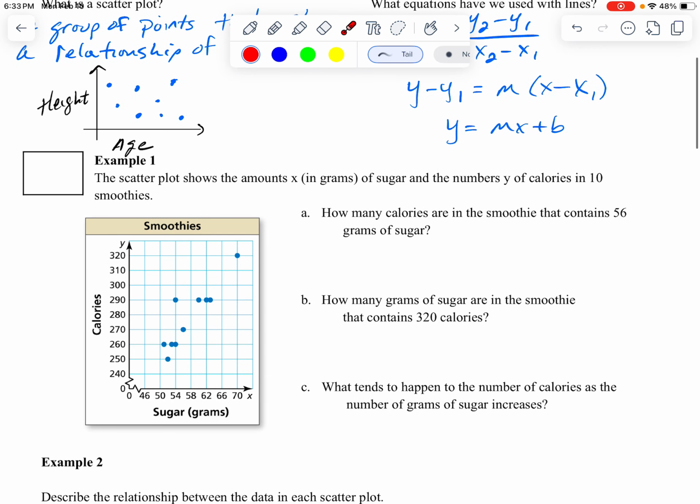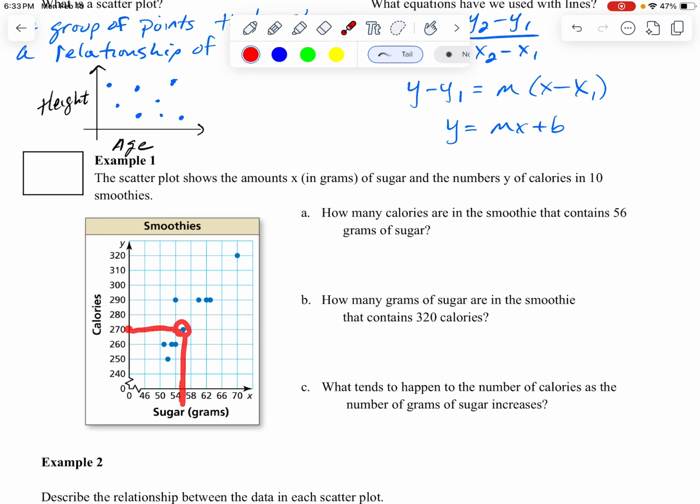So let's look at example 1. This is looking at a scatter plot. We're talking about the amount of sugar and number of calories in different smoothies. Each one of these points represents a smoothie that has some number of calories and some amount of sugar. Part A: how many calories are in the smoothie that contains 56 grams of sugar? If we want to find this, we'll find 56 on the sugar axis. I'm going to go up until I find that dot, and then if I go over to the side, that'll show me how many calories.